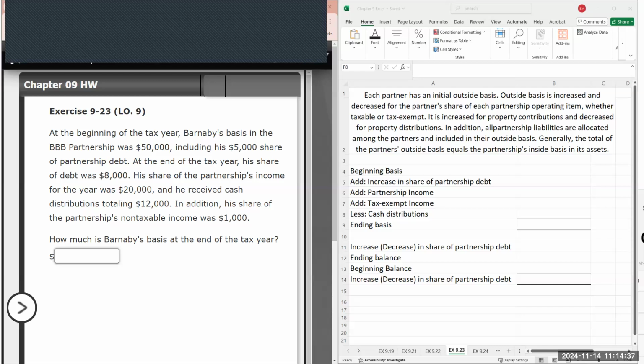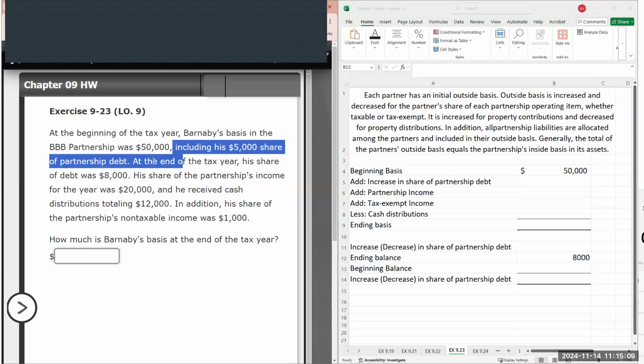So here's how we factor it in. We start off, well, what was his basis at the beginning of the year? Here we see the basis at the beginning of the year was $50,000. Next from there, what's the increase in the share of the partnership debt? We need to figure that out. The ending balance for the partnership debt was $8,000. The beginning balance was $5,000.